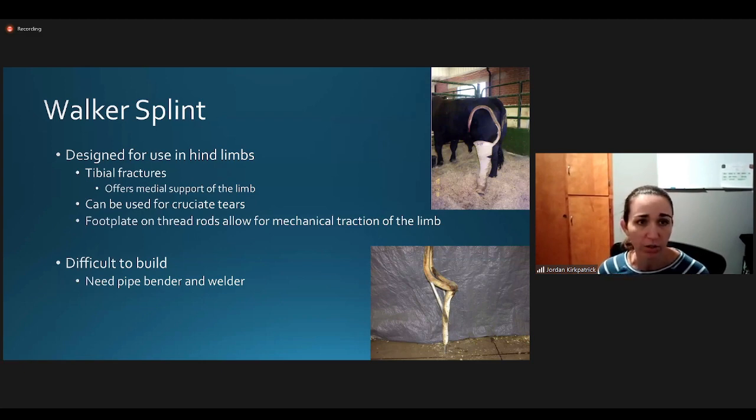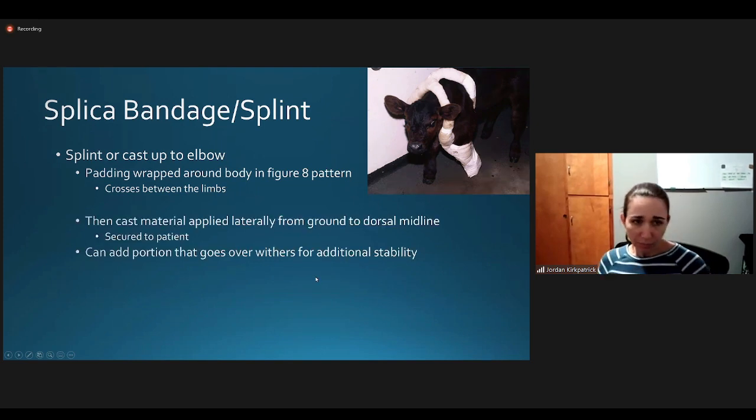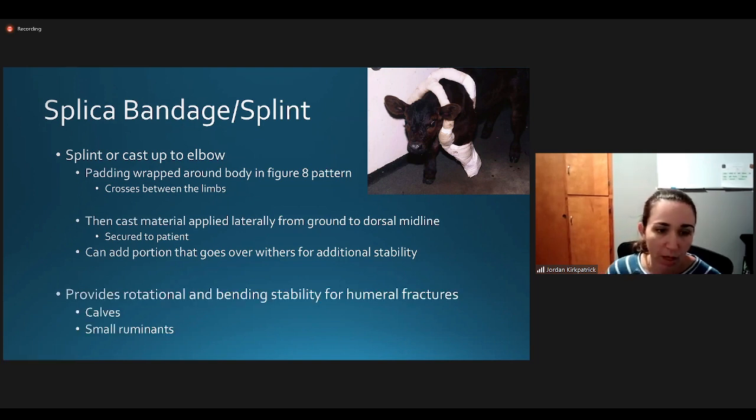make on your own. This is called a splica bandage or splint, and it's to splint or cast up to the elbow. And so you can see how it's going over the back of this calf to help support it. And the padding is wrapped in a figure of 8 to help support the limb. And then cast material is applied laterally from the ground to the dorsal midline and secured to the patient. And then again, this is added support over the withers just to help keep the splint in alignment. It provides rotational and bending stability for humeral fractures, and it can be used in calves and small ruminants. It can't be used in adult cattle because they're just too big for it.